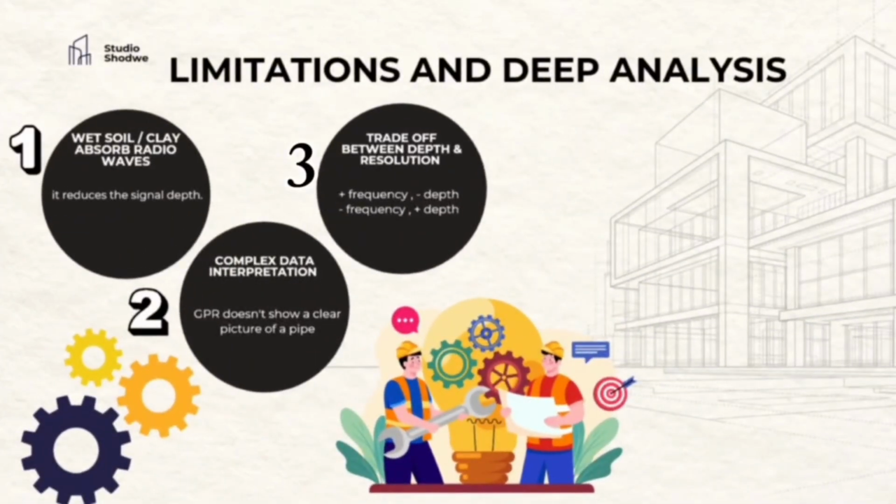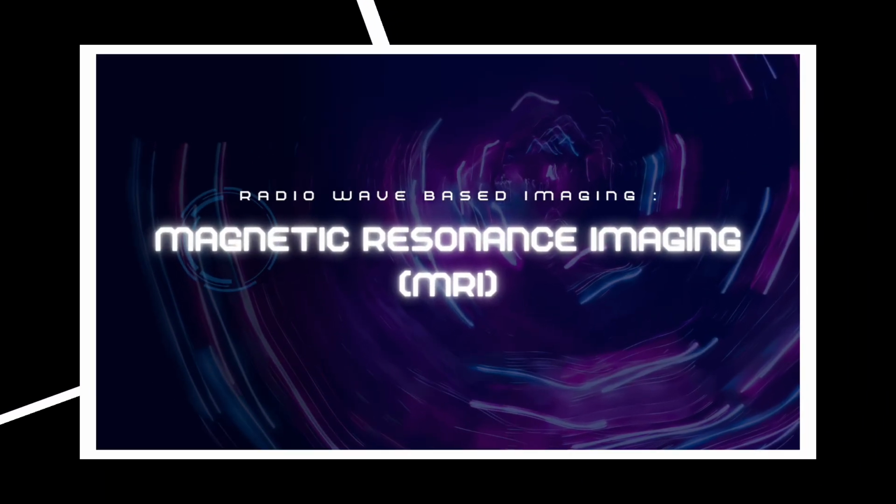The biggest challenge is material conductivity. Wet soil, clay, or salt water conduct electricity. They absorb the radio waves and scatter the signal, severely limiting how deep the radar can see. Next, there is a trade-off between depth and resolution. If we use high-frequency waves, we will get a highly detailed image, but we can only see a few centimeters deep. Finally, data interpretation is complex. GPR doesn't show a clear picture of a pipe. It shows raw data in the form of hyperbola shapes. It requires a trained expert to accurately read and interpret these screens.